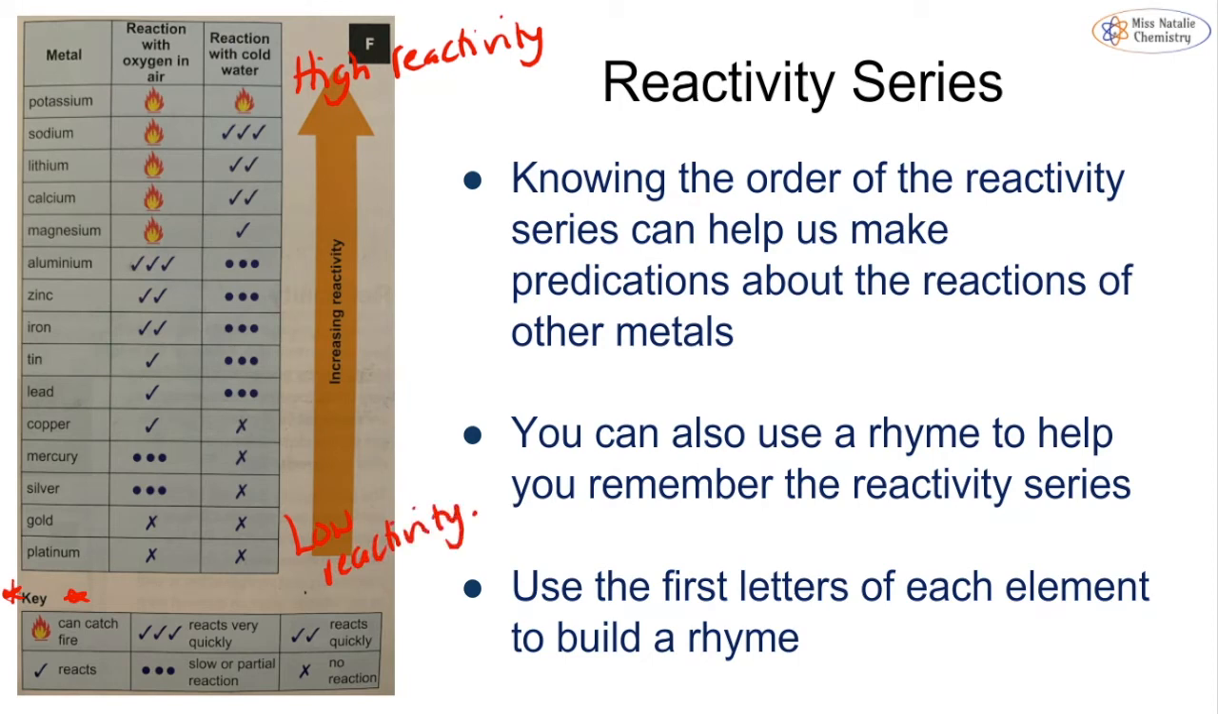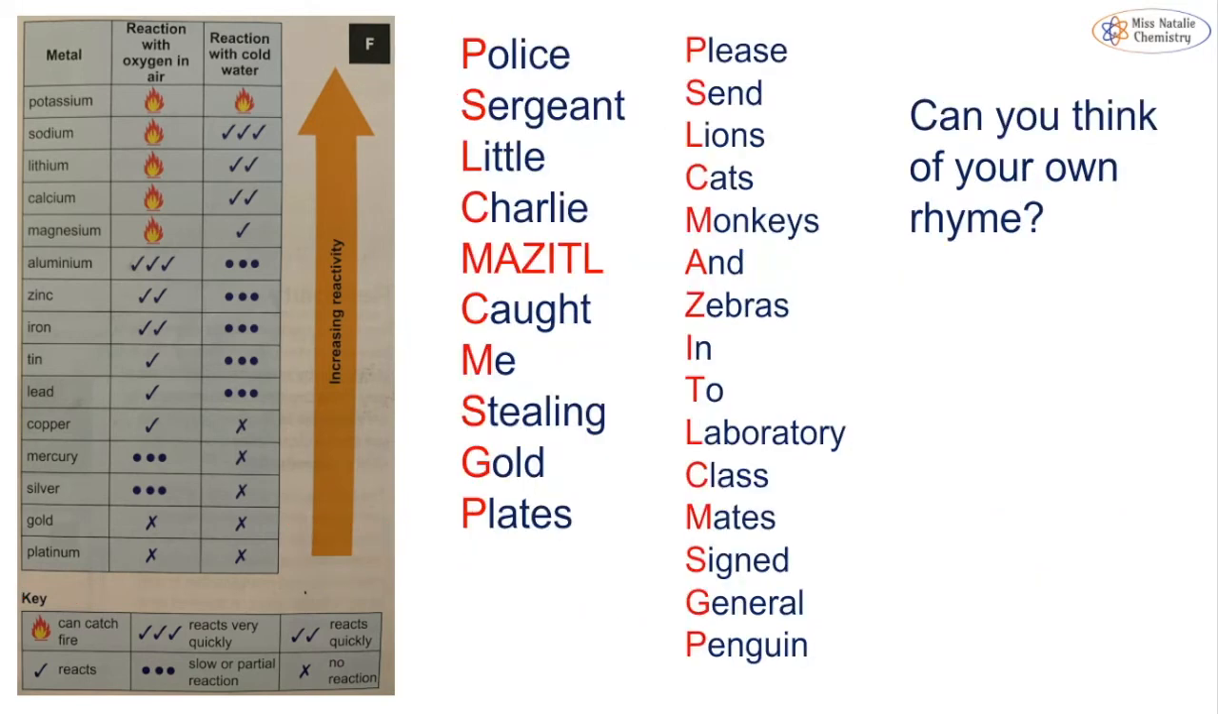Now, for year 8, you're not expected to memorise this, but it is very good for you to learn it because it can be very useful, and you can use a rhyme to help you remember the reactivity series. And the best way to do it is to use the first letter of each element to help build this rhyme. So here are 2 examples.